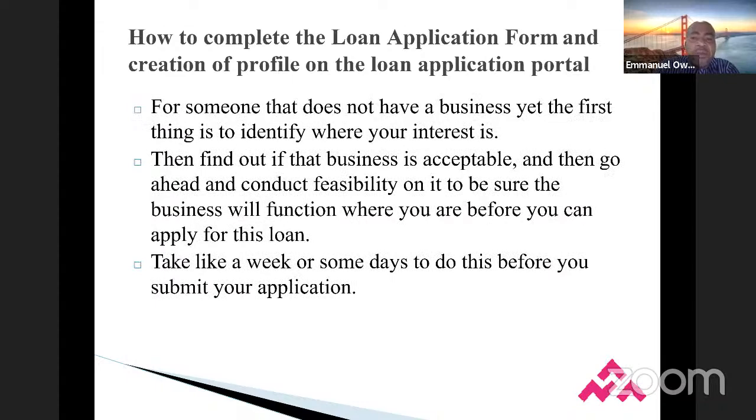So now we'll go to how to complete the application form. First of all, for someone who does not have a business yet, they first interact with our staff and share some information with them. We would have already found out where your interest is. Find out if that business is acceptable. We have just run through a list of acceptable businesses that qualify for the loan. And then you go ahead and conduct feasibility on it to be sure the business will function where you are. What we are saying here is that you haven't even identified where you want to play, and having known that that business is acceptable, the location is also very, very important. Location is key. Ensure that where you are trying to do your business is something that can be marketable.